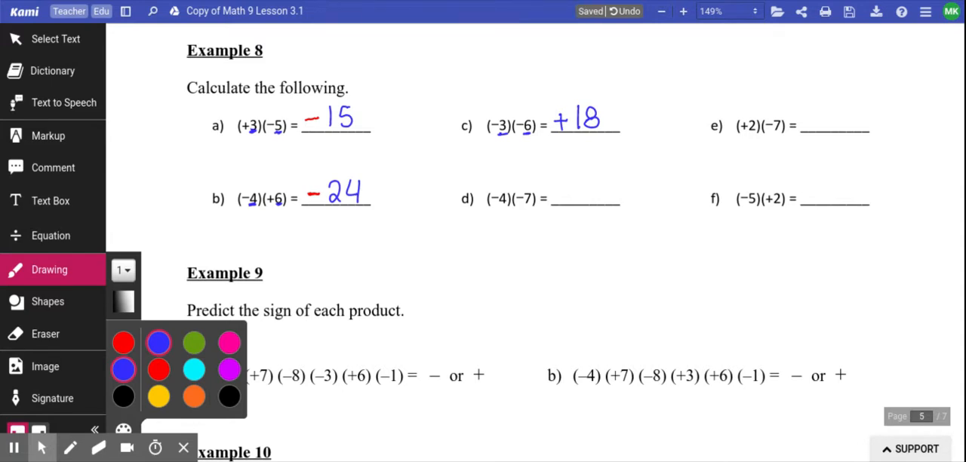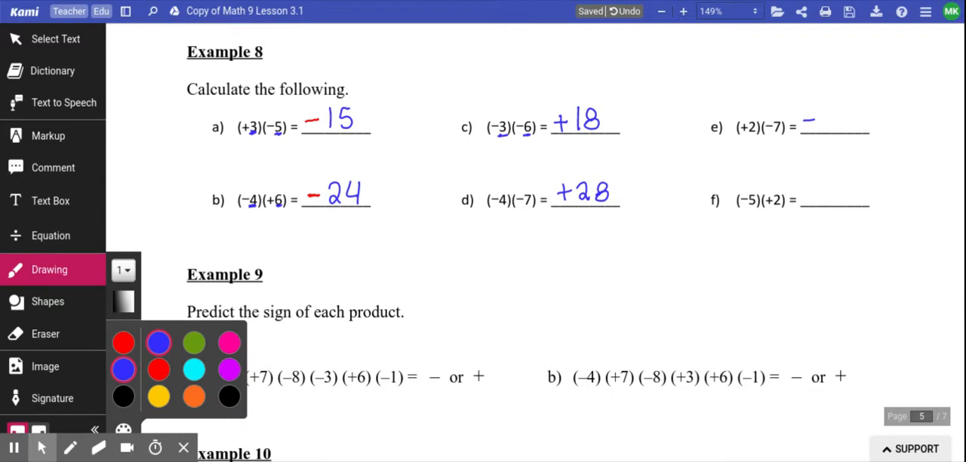If you look at D, D will be a positive answer. Count by 7s 4 times. 7, 14, 21, 28. If you look at E, E will be negative. 2 times 7 is count by 7 2 times. 7, 14.